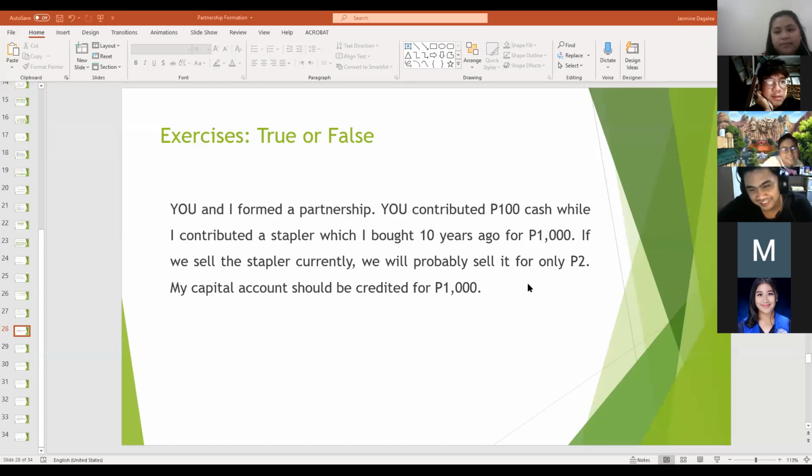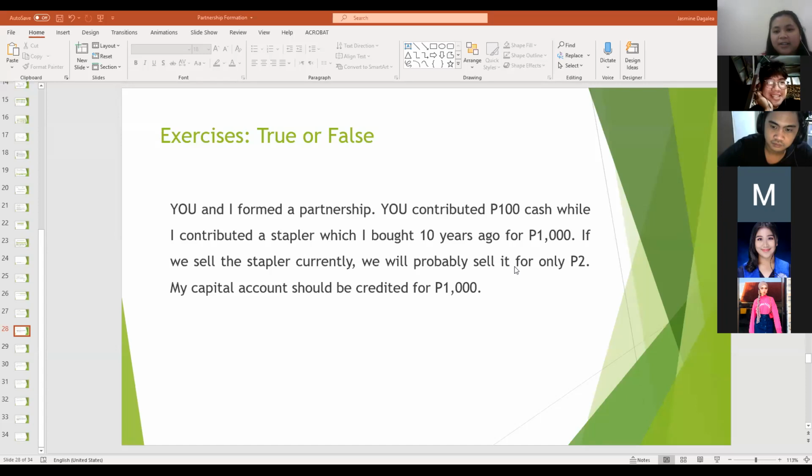False. Magkano lang dapat yung value ng account ko? 2 pesos. Yes, 2 pesos lang kasi yun yung fair value. The estimated selling price. Wala namang sinabi na may cost to sell this stapler. So, yung selling price lang.